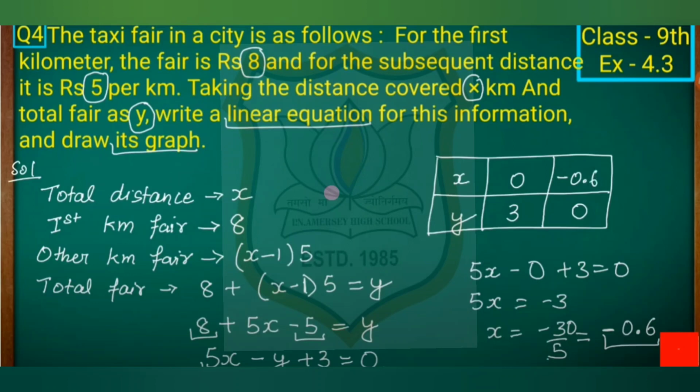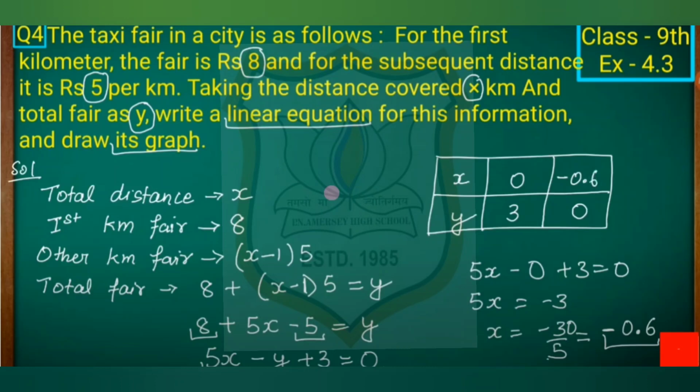The total distance is x. For the first kilometer the fare is 8. For the other kilometers the fare is (x minus 1) into 5, because the fare is rupees 5 per kilometer. So the total fare is 8 for the first kilometer, and for the rest we have (x minus 1) into 5, equals y. By solving, 5 into x we get 5x, and 5 into 1 we get 5, and 5 minus 8 we get minus 3. So we get the equation 5x minus y plus 3 equals 0.